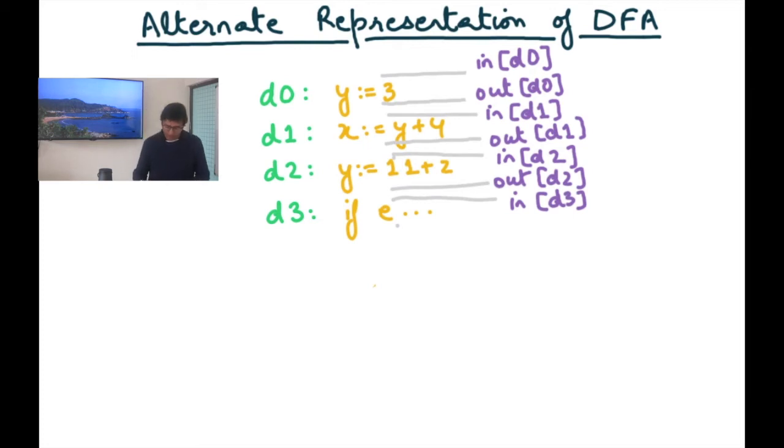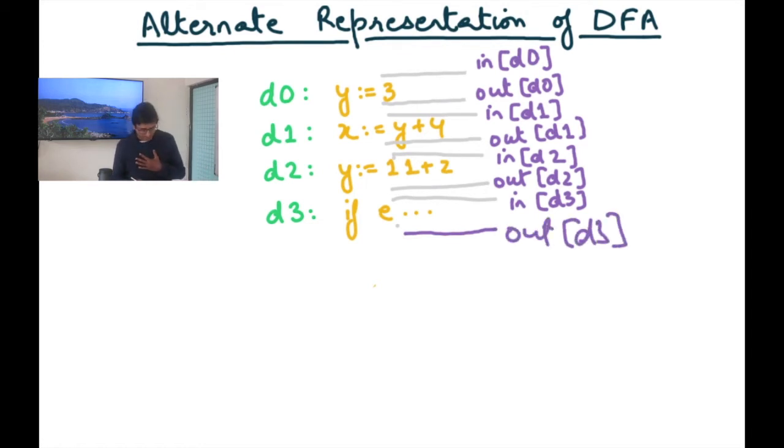So I'm going to have in[D1] and out[D1], in[D2] and out[D2], and in[D3]. And because this is a control flow, we'll also have out[D3]. I'm just not showing it here. So we're going to have out[D3] also in this case, all right?